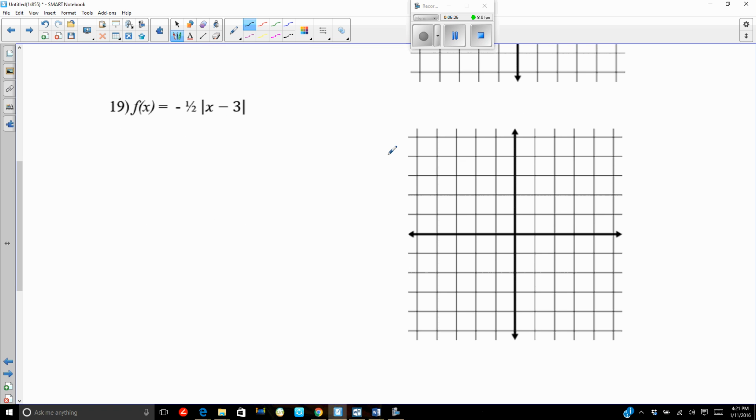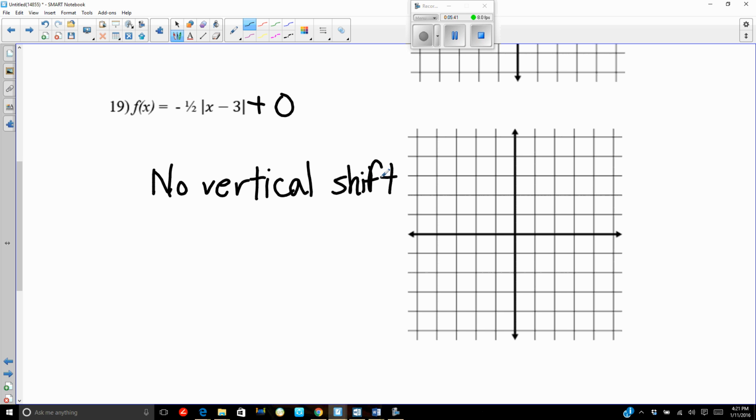Number 19, first thing you'll notice, there's nothing on the outside right here. So that means there's going to be no vertical shift. Means it stays on the origin. But we do have a horizontal shift. It is 3. So we're actually going to shift again to the right. Since that number is a positive 3, we're going to shift to the right 3 units. That's where our vertex goes. So shifting right 3 units, up 0 units.